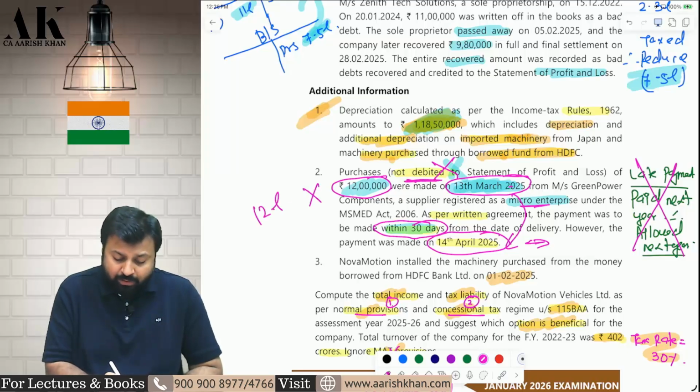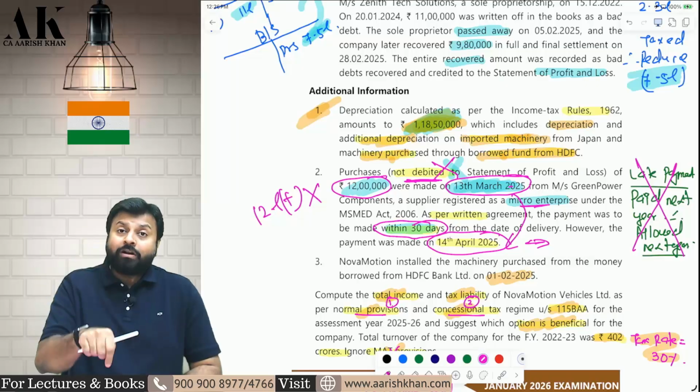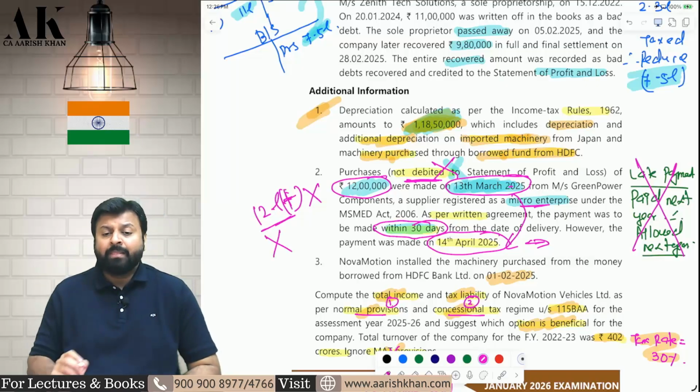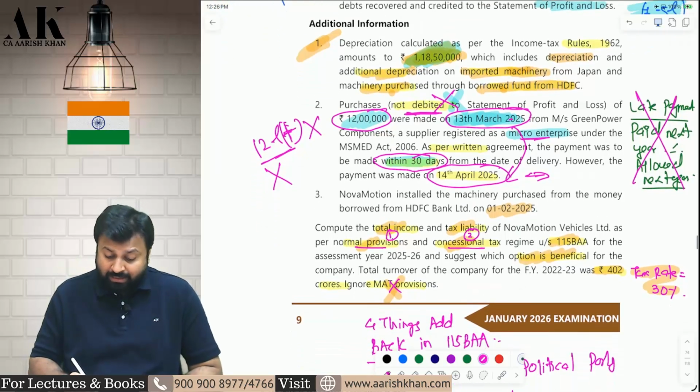If this would have been debited to P&L, I would have added back. This is not debited to P&L, so don't reduce. If this would have been already debited, I would have added back. I hope it is clear to all of you. This is how you have to read the words.